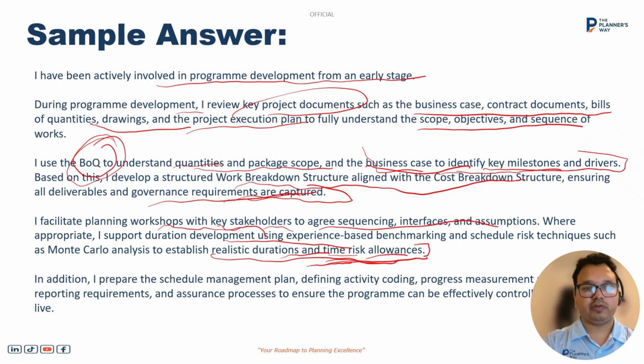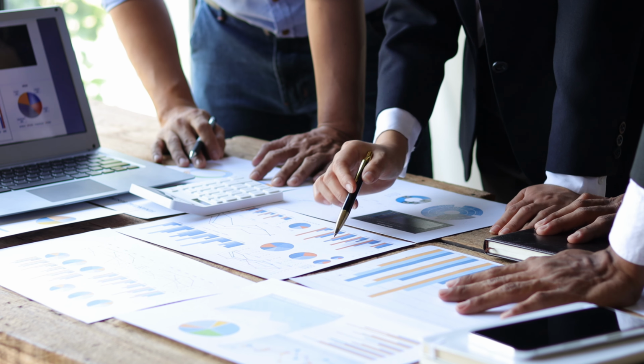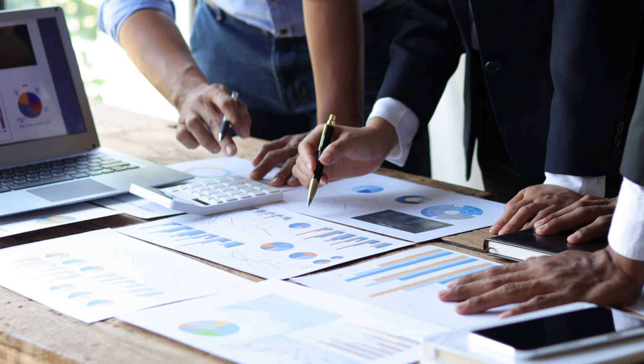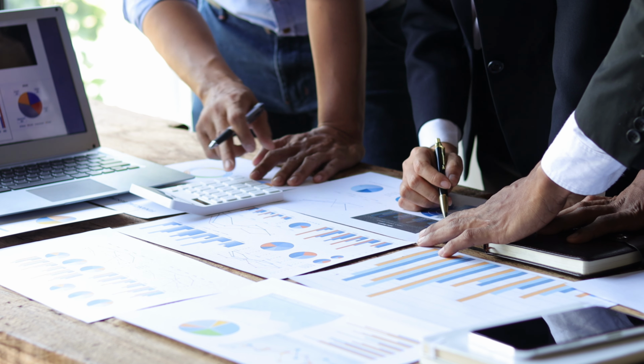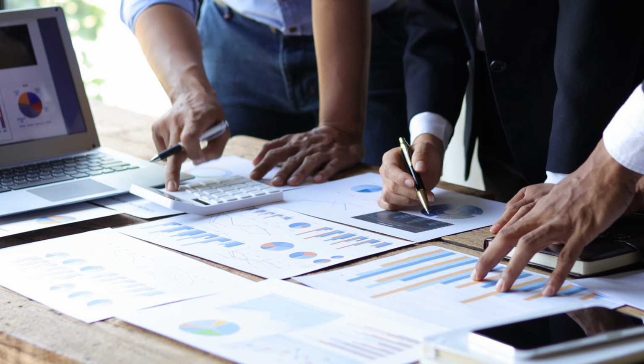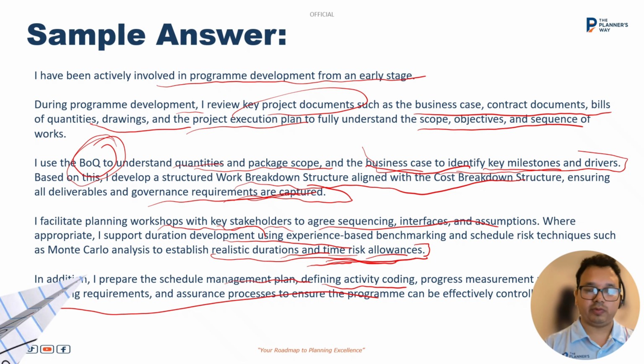Also, during the early phase, we can develop a schedule management plan where we define the activity coding for the program and how we are going to measure progress. Also, the reporting requirements, how you are going to report to the client, and the assurance process, what assurance process you will put in the program for effective monitoring and controlling. So these things I will do while I am involved in the program development phase.